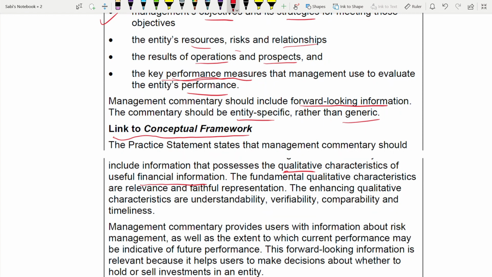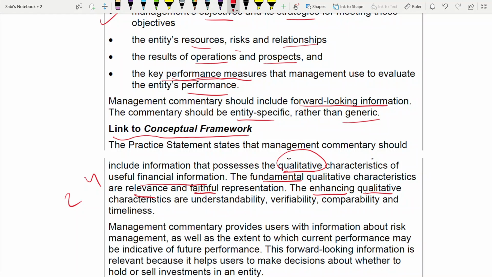Okay. Relevance and faithful representation, which are fundamental characteristics. The two fundamental characteristics. The other 4 were enhancing, but still they are qualitative because the word says qualitative. The word did not say whether it's fundamental or enhancing. So you have to mention both. That means total 6 will be there. 2 from fundamental and 4 from enhancing. You have to include all the 6 qualitative characteristics.